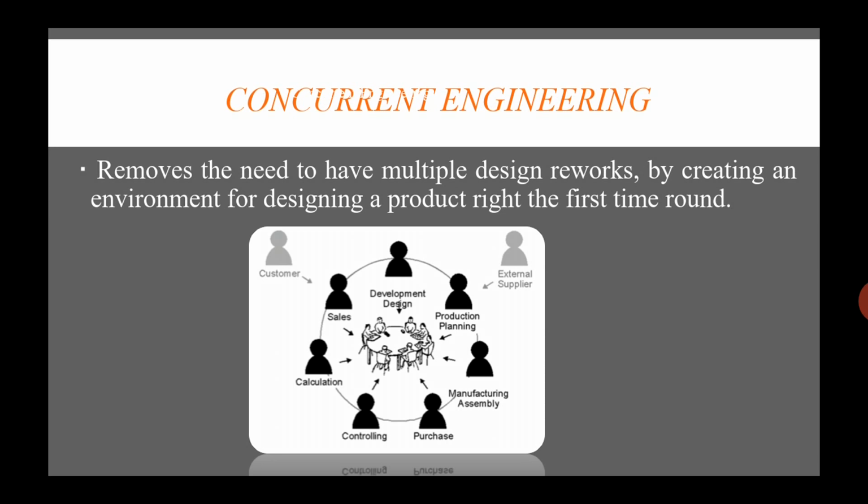Then you can see that there will not be any multiple design iterations or reworks, and the design is right the first time. That means it saves a lot of cost and a lot of time for design work, production work, manufacturing, and sales work. That is why concurrent engineering is very important for small-scale industries.